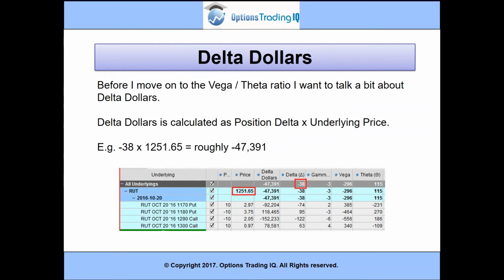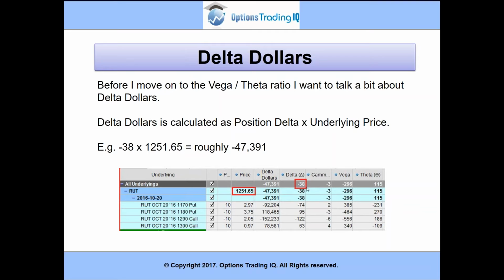Okay, before I move on to the next ratio, which is the Vega theta ratio, I want to talk a bit about delta dollars. This is again a second really key metric that I watch. I talked about it a little bit earlier when I was looking at that NASDAQ trade. Some people find delta dollars hard. It's not really that hard, but hopefully I can explain it well. It's really just calculated as position delta times the underlying price.